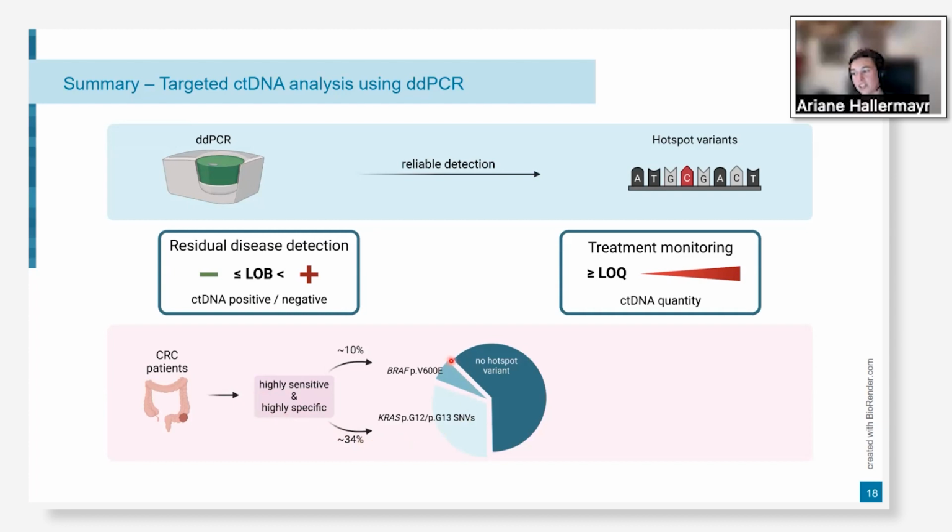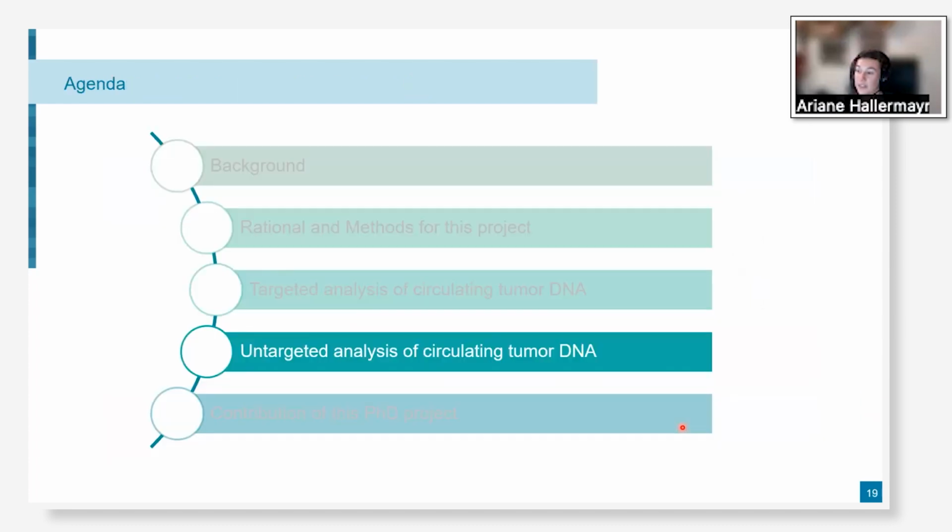But in total, only around 44% of patients have either a BRAF variant or KRAS variant, and all the remaining patients, so around 56% of patients, do not have such a hotspot variant. So liquid biopsy or ddPCR could not give any clinical or diagnostic advantage for those patients. And specifically for those patients, it is really critical to also establish untargeted ctDNA analysis, so that those patients also could benefit from liquid biopsy analysis. And this is the next part of my presentation.